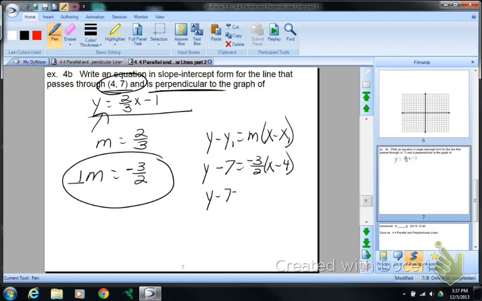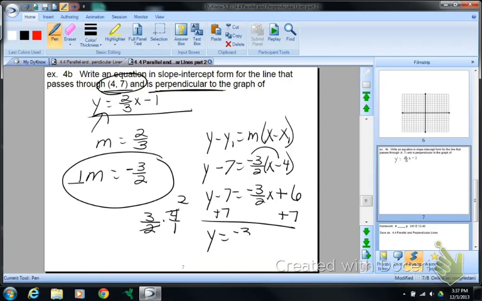We're going to do the distributive property. Negative times a negative is a positive. Again, if you need to go to the side and multiply, 3/2 times 4/1. What do we get? 6. Add 7 to both sides. And y is equal to negative 3/2 x plus 13. And there it is in slope-intercept form.